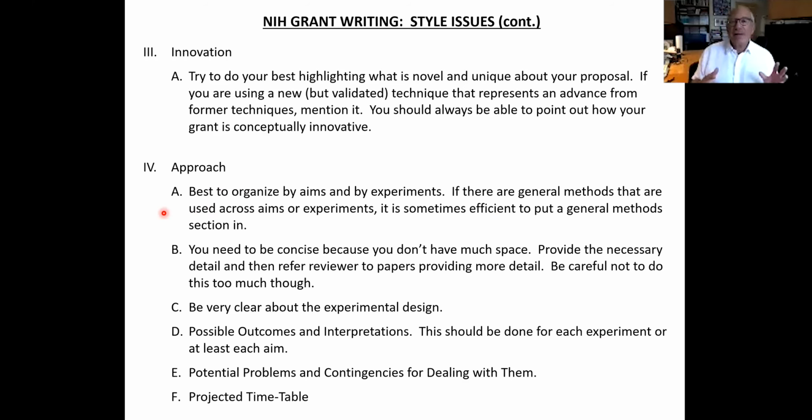For approach, it's best to organize, in my opinion, by aims and by experiments. If you have general methods that cut across all of the aims and experiments, then it's good to have a general methods section that you can refer back to. It's very space efficient.